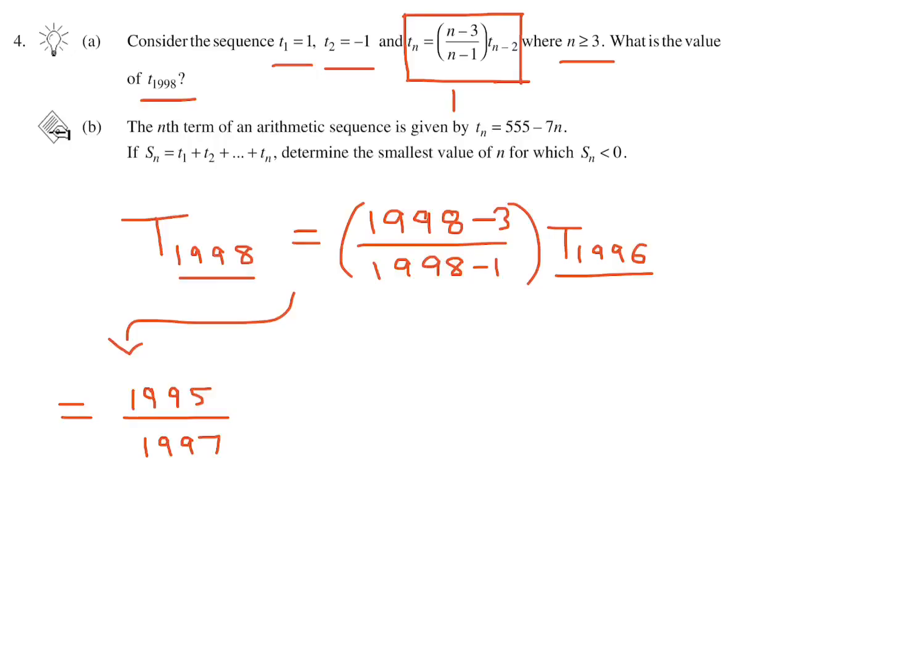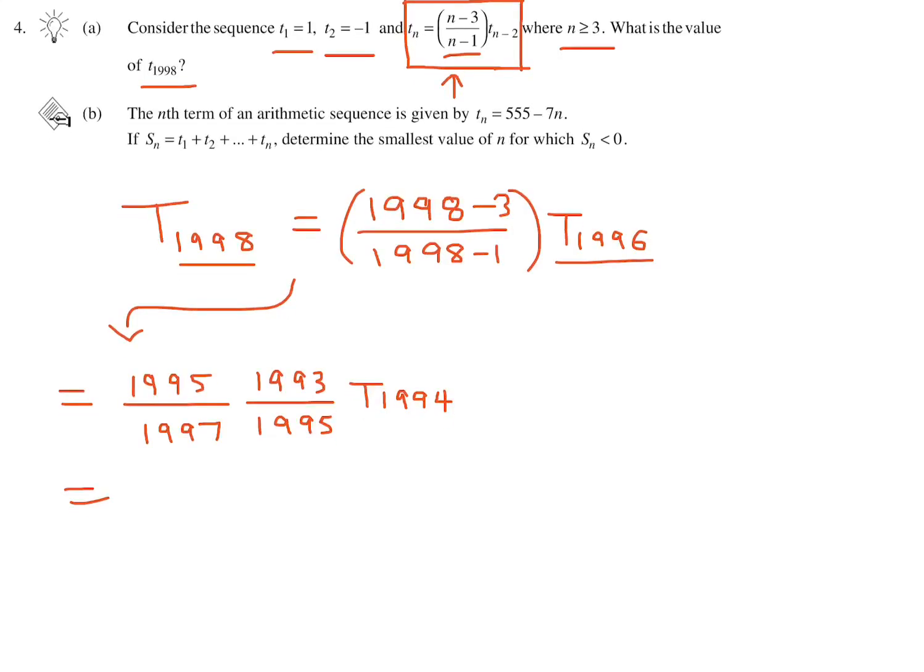So again, using this formula, t1996 is 1996 minus 3, which is 1993, over 1996 minus 1, which is 1995. And then t(n minus 2), which is 1996 minus 2, so t1994. All right? Let's keep going here. Hopefully, eventually, you'll see some sort of a pattern here, or I will see some sort of pattern first. So this is what we have so far.